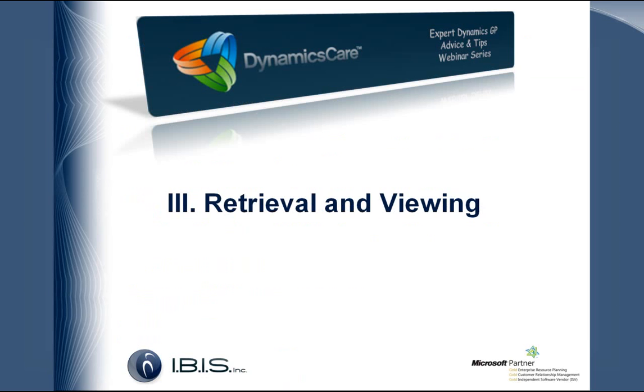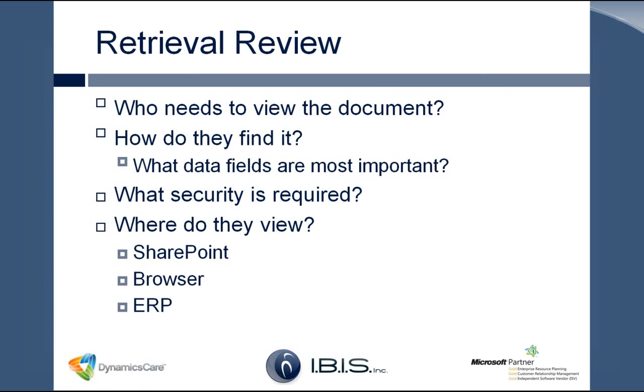The third aspect of designing your workflow is looking at who needs to retrieve and view that information. How does that information need to be consumed? The questions to ask around this area, which we touched on in the previous slide, are: who needs to view the document? Is it only the approver? Do they only need to approve it one time, or will they need to consume the information later? How do they find it? How does your organization access that information?